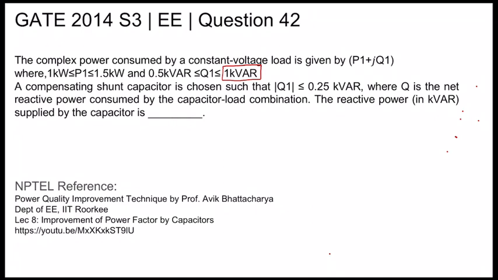1 kVAr is the maximum reactive power that the load draws, and 0.25 is the allowed limit that it can draw from the source. So the remaining power the capacitor has to supply, Q capacitor max, is 1, that is the maximum reactive power demand of the load, minus 0.25 that it can draw from the source. The remaining has to be supplied by the capacitor, so that is 0.75 kilovolt ampere reactive. So 0.75 is the answer.